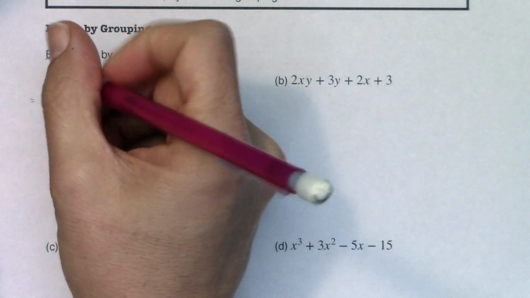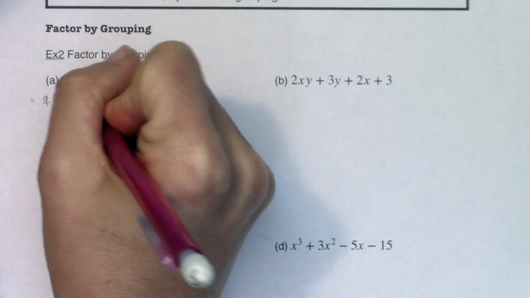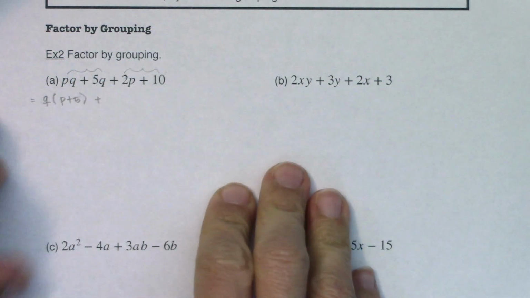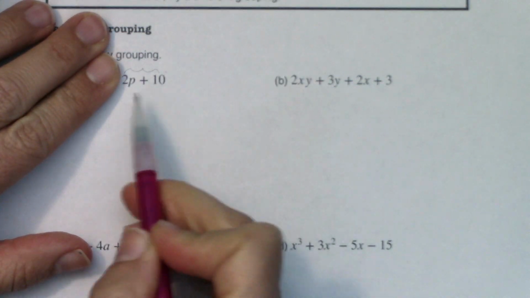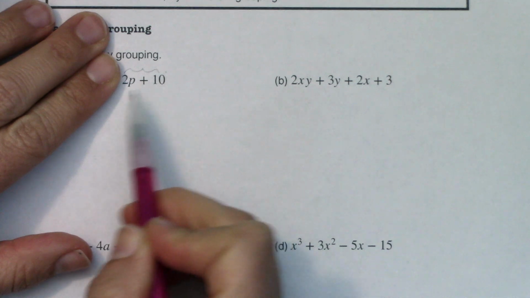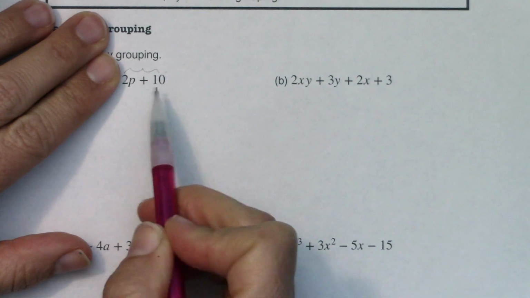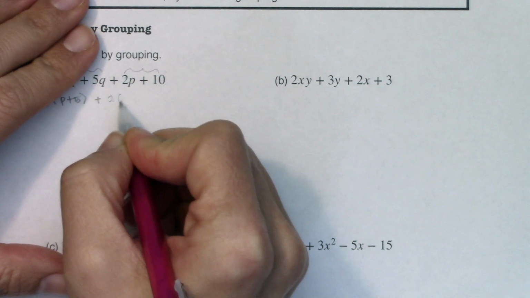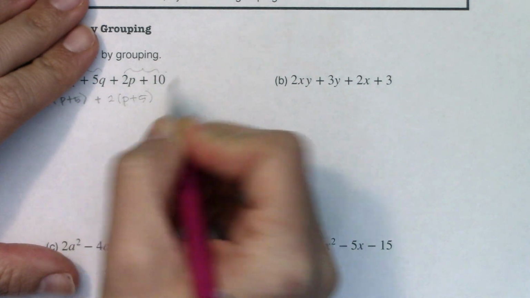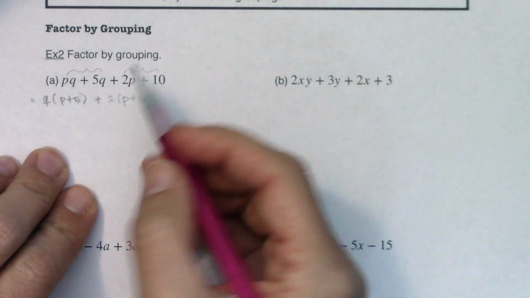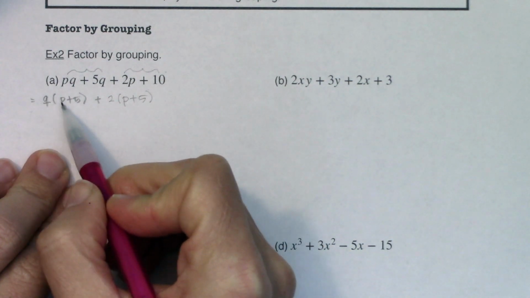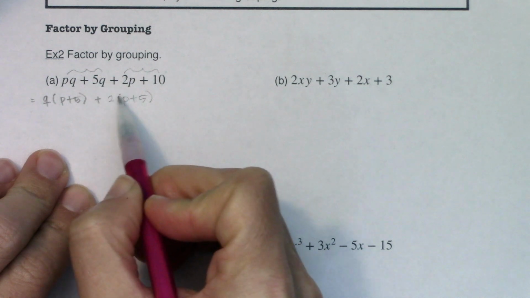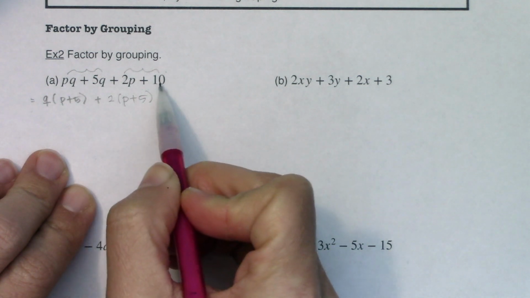All right, so I'm going to put that binomial in parentheses, right? Now I'm going to look at my second binomial of 2P plus 10. And what's common to those 2 terms? What's the GCF in this binomial now? It's a 2. So when I take out the 2, I'm going to be left with P plus 5. And like always, you can check this by remultiplying, right? Q times P is PQ. Q times 5, 5Q. 2 times P, 2P. 2 times 5, 10.